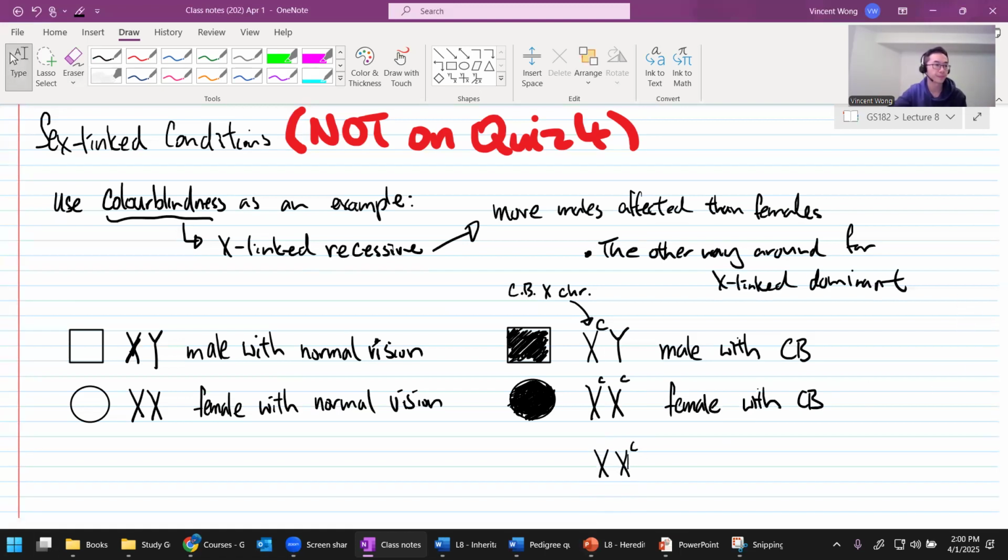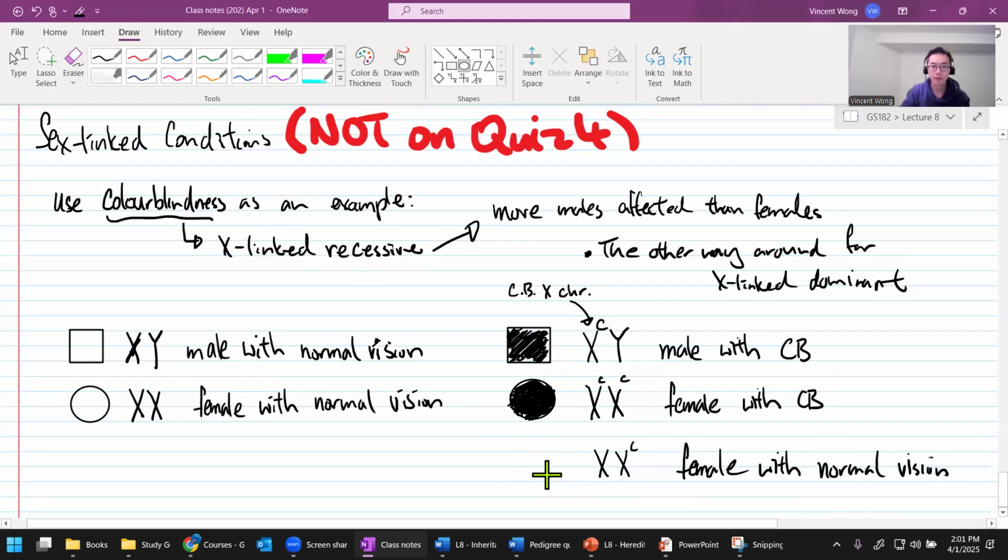How about this last one? What do you think? A if you think it's colorblind, B if you think it's normal. A for colorblind, B for normal. This person right here. Okay, so we see one disease X, one colorblind X, but then she also has a normal X. Because color blindness is X-linked recessive, the normal X will cover it up. So she has normal vision.